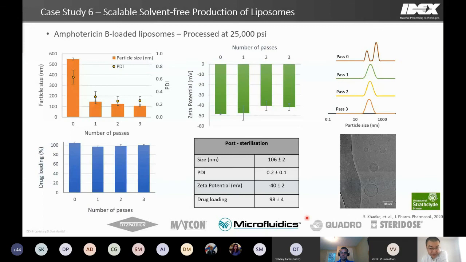The feasibility of using solvent-free liposome preparation with the microfluidizer processor added another important benefit to our already efficient and scalable solution. Ready to move on to my next application.